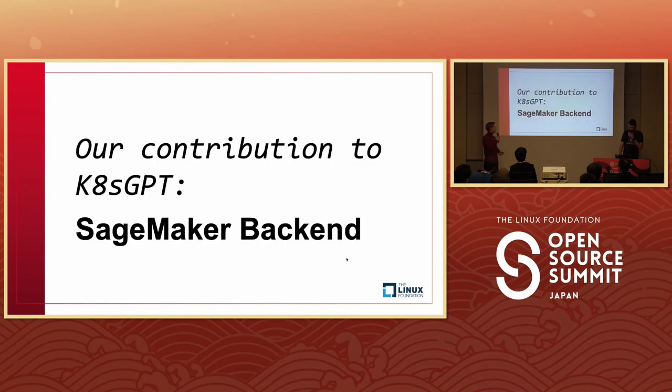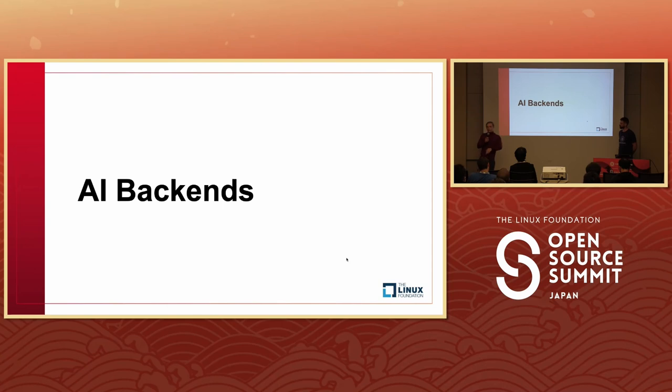What we'll talk about is the AI backends, and we'll also mention our contribution, which is the SageMaker backend. But let's go into the backends first. So what are the AI backends? K8GPT by itself does not know how to resolve those issues. K8GPT knows how to analyze and what to check for, but it does not know how to fix them. The AI backend is the place that tells K8GPT how to fix those issues, sharing that information with us.